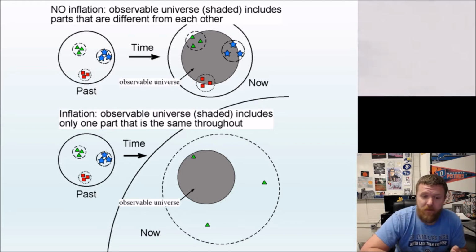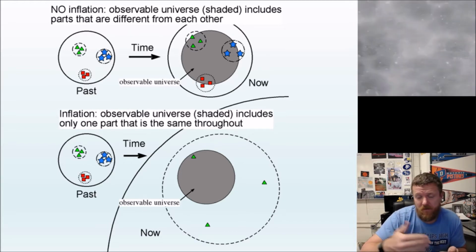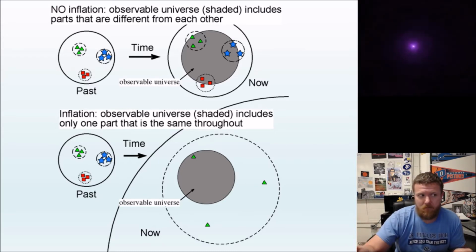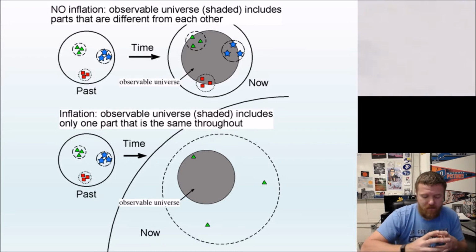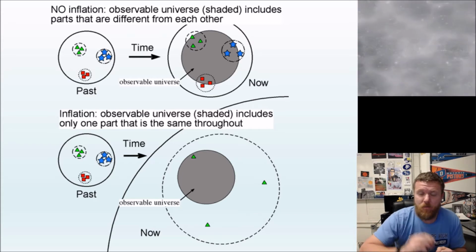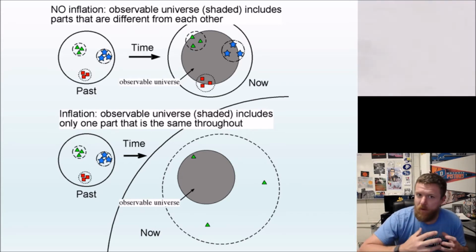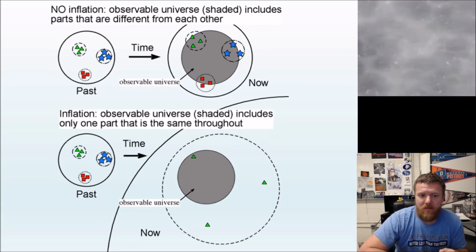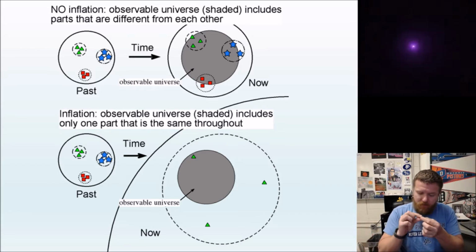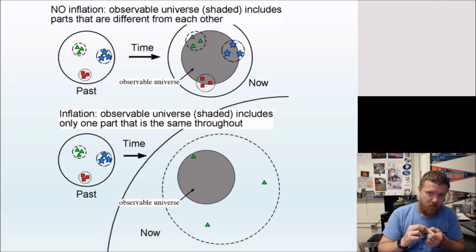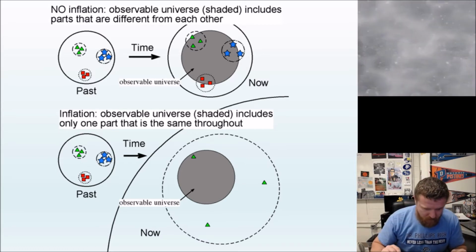Could there possibly be things outside of the visible universe past what we can see? Yeah, probably. But because it expanded so incredibly fast, what we see in our visible universe, the reason that it all looks the same is because it all came from the same little section of the early universe. I feel like I'm doing a horrible job explaining this.